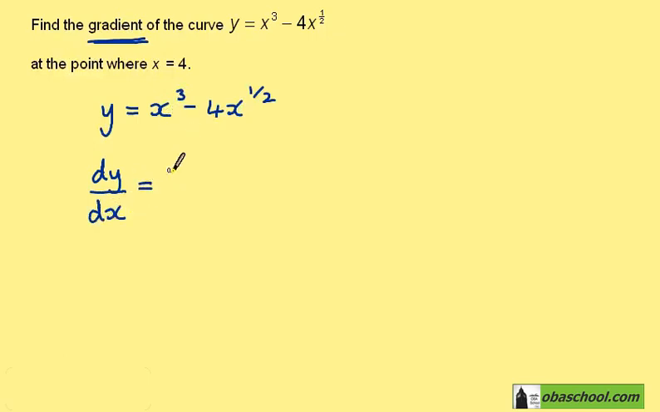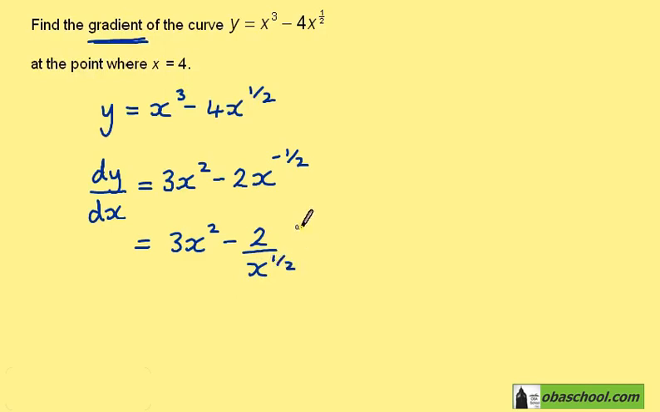and this gives us 3x squared, and for this term the half comes down in front, multiplying the minus 4, so we get minus 2x to the minus a half, reducing the power. Rearranging a little, we get 3x squared, take away 2 over x to the half. Notice that the minus has been used, and we should know that x to the half is root x.